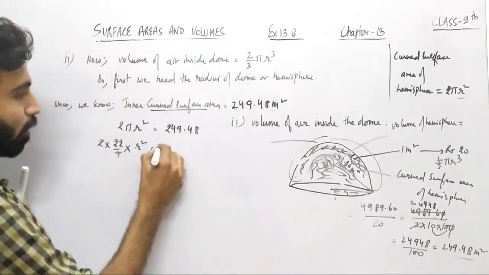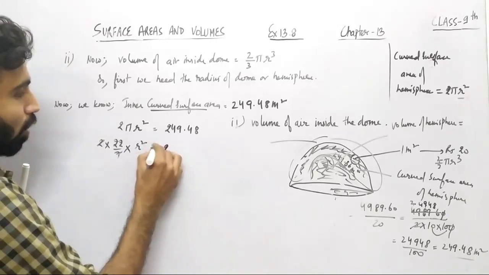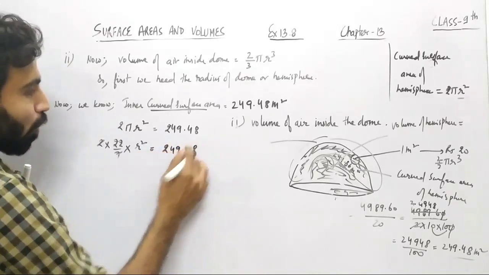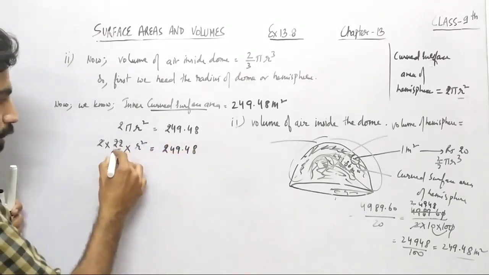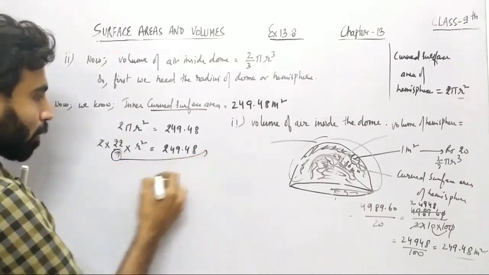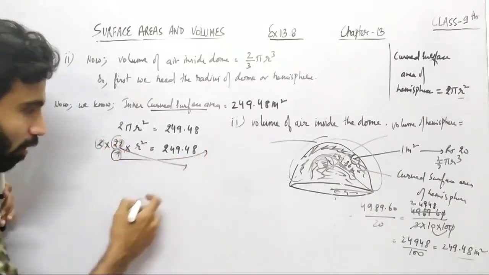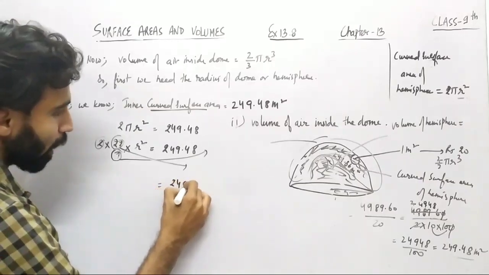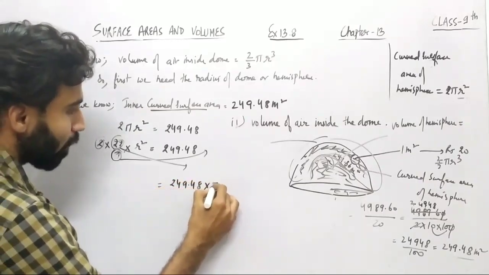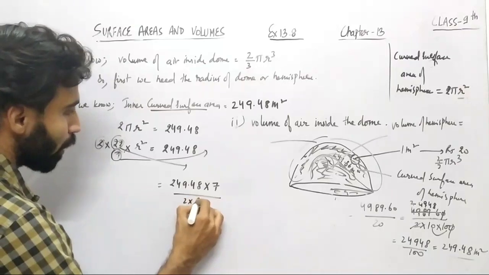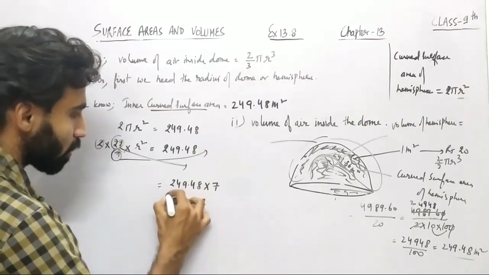So here you can see equal to 249.48, right? So now what will I do? This 7 I will send over there in multiply, and this 2 and 22 will move on in the division, right? So here what will come: 249.48 into 7 divide by 2 into 22. Let me just draw this line straight.